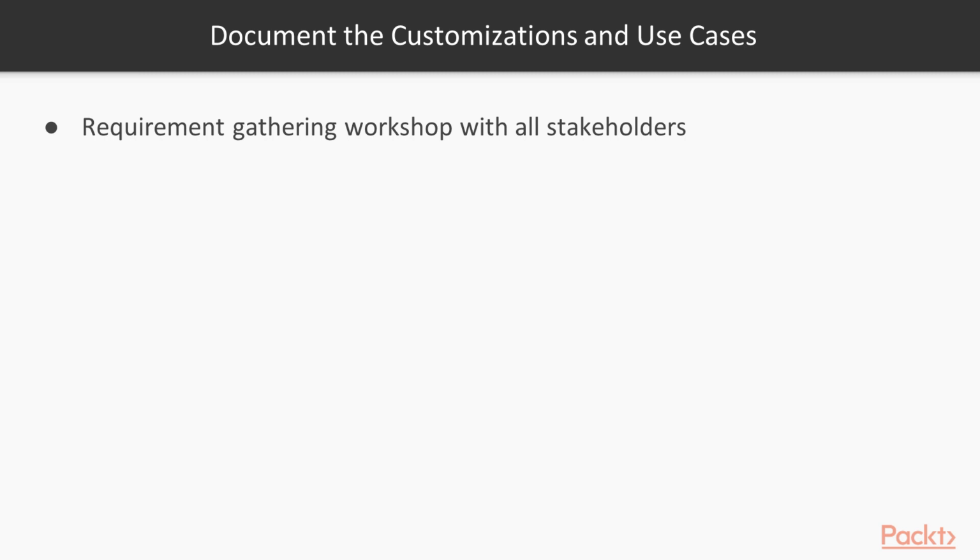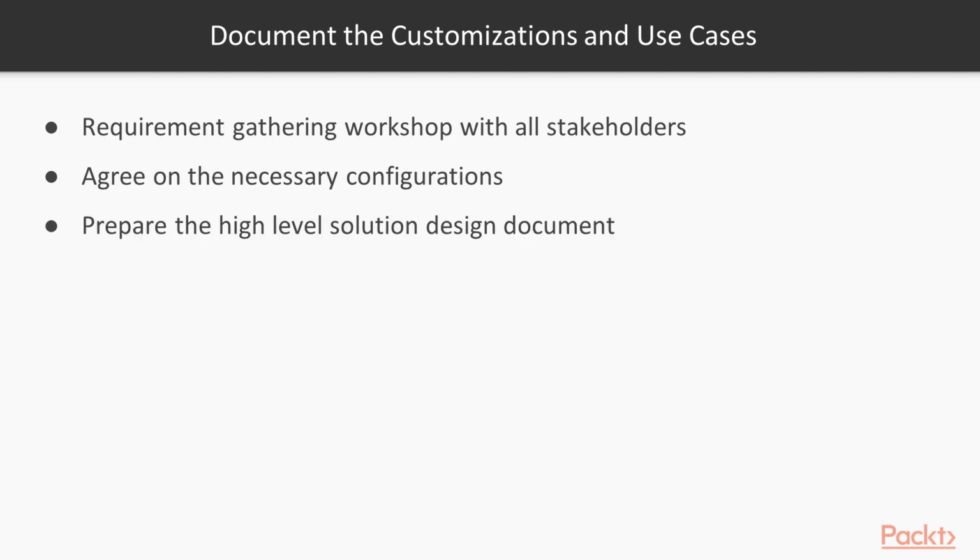And once you identify those requirements, agree on the necessary configurations that you need to do in your Jira instance, and prepare the high-level solution design document based on those agreed necessary configurations. And this document is something that you always need to keep on updating and also maintain a version of this document. Basically, this document will contain the list of all the configurations that you will have in your Jira instance.